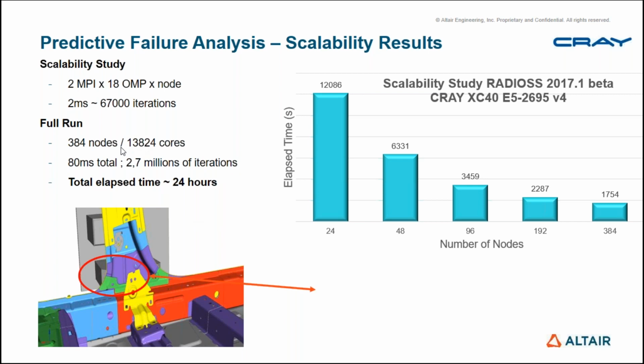And you can see almost 13824 cores being utilized for checking this predictive failure analysis of one of the structures. And you can see there is a lot of time saving.